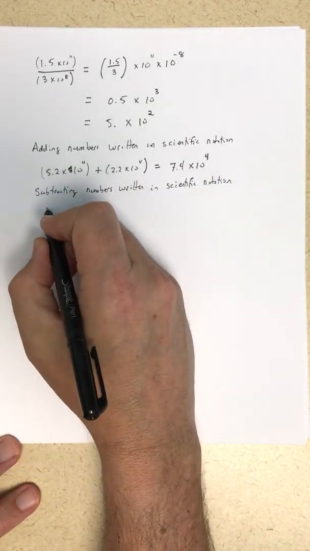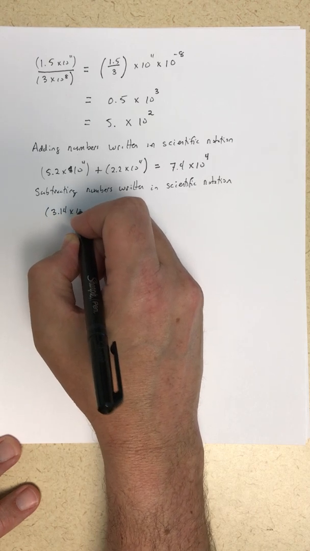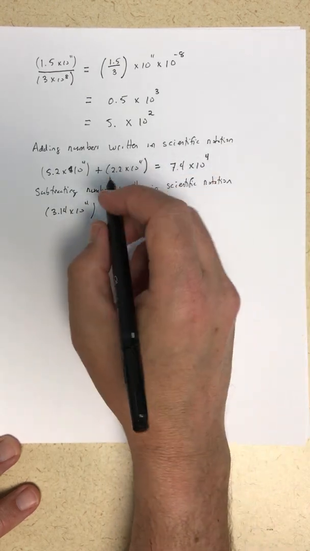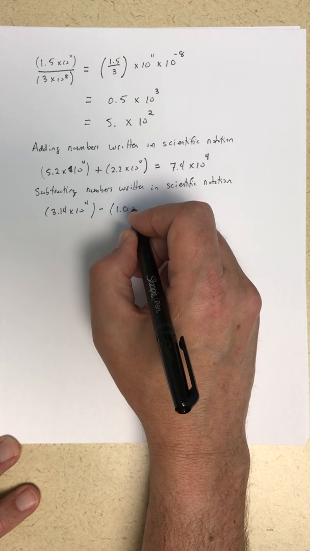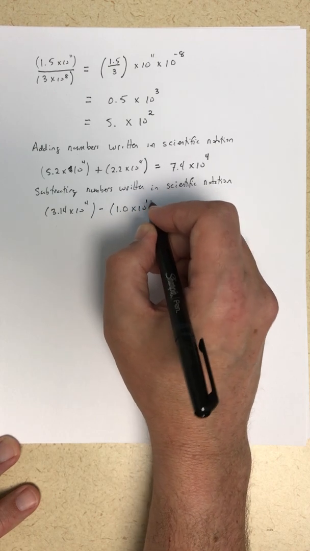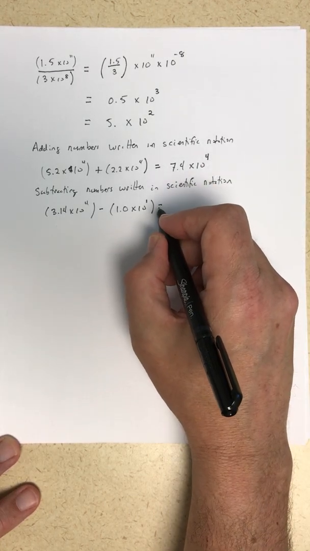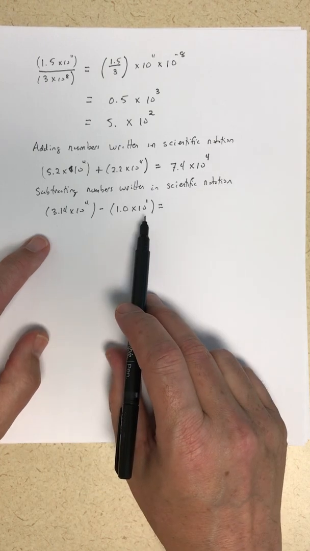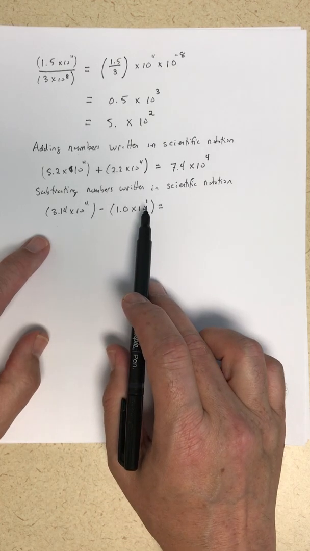We'll do one that's a little bit harder this time. 3.14 times 10 to the 4th, and I want to subtract 10 from that, which in our uniform way of writing would be 1.0 times 10 to the 1. That's 10. Now to subtract these, I'm going to have to pick one of the numbers and shift it until the exponents match.